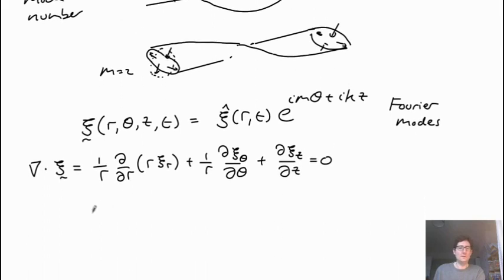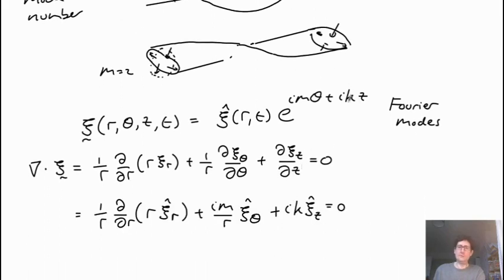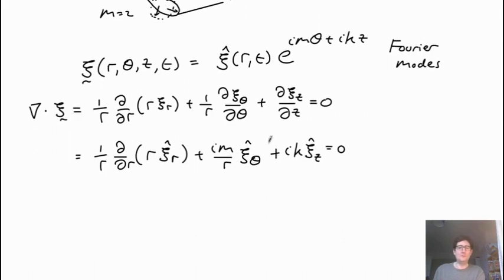Most of the terms will cancel out, so this factor of psi hat will just cancel out. What we'll end up with is, using the fact that this is a Fourier mode in theta and in z, the d by d theta just brings down a factor of im here, and the d by dz just brings down a factor of ik, which is this factor here. And then we just rearrange this whole equation. What we want to find is an equation for the parallel displacement. Because the field lines are in the theta direction, what we want is psi theta, which is just the parallel component of the displacement.